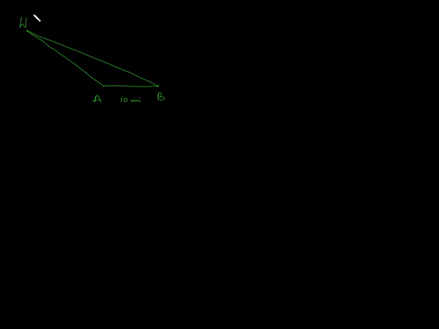Okay, so what else is given here? We are given that the angle of elevation from this station is 17.6 degrees. Now if I extend the horizontal from A, we get the angle of elevation, this is given to be 78.2 degrees.